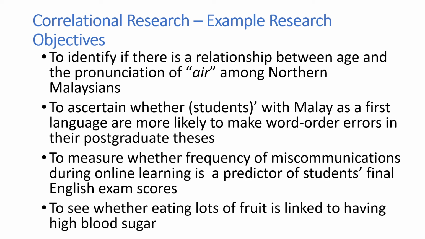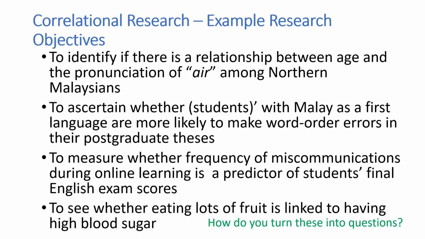Another example is to see whether there is a relationship or there's a link between eating lots of fruit and having high blood sugar. So what are the two variables here? One is how much fruit a person eats, and the other variable is high blood sugar. So let's say we identify there's a link between eating lots of fruits and high blood sugar. This doesn't mean there's a cause-effect relationship. It doesn't mean that fruit causes high blood sugar or high blood sugar causes people to eat lots of fruit. It just means that these two variables are linked.